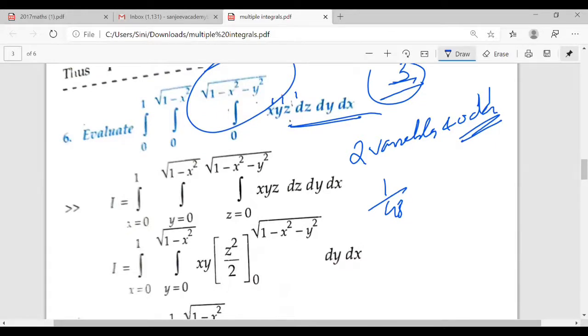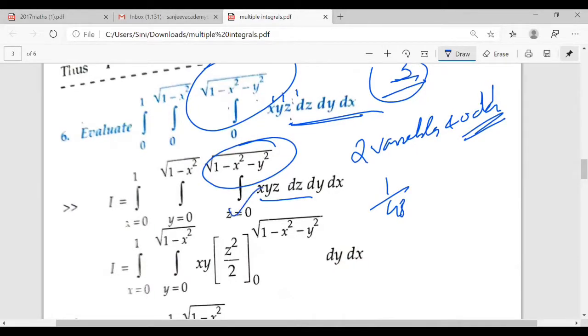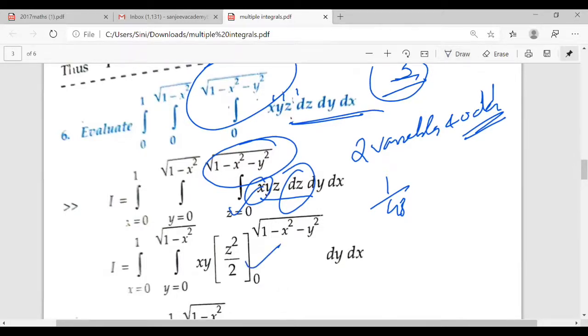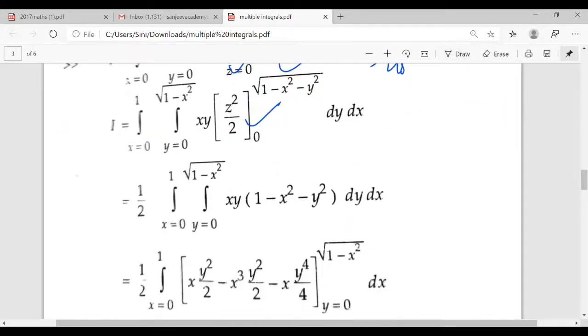X, Y, Z respectively. So here X and Y is given. So we have to use what? Z respectively. So integrate with respect to Z. Z means X, Y is taken as a constant. Z is Z square by 2. Then you substitute inside those things. Okay. Then multiply both the things inside this bracket.